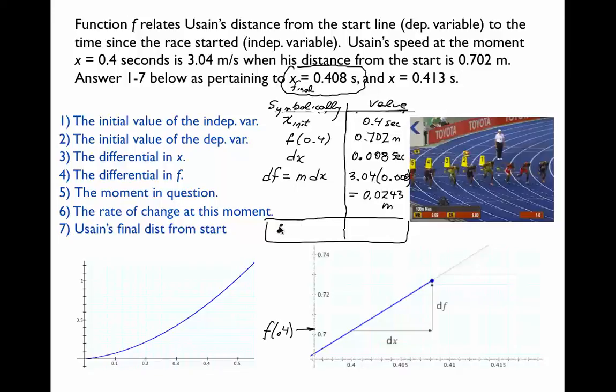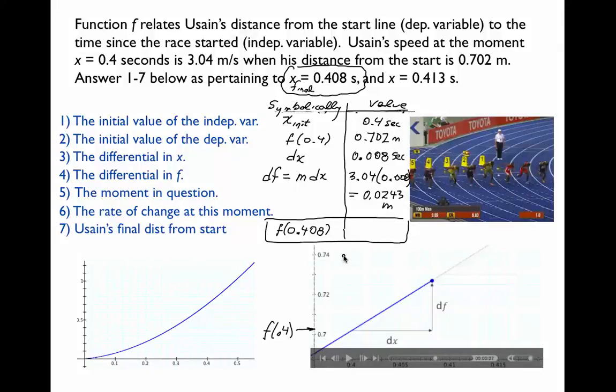F, good. F of 0.408. Do you see it? That's how we express it. F of the final time, 0.408. Okay, and how do we calculate it? Again, do you have this tool at the ready? Are you ready to use it? We want a final distance. How do we calculate it?